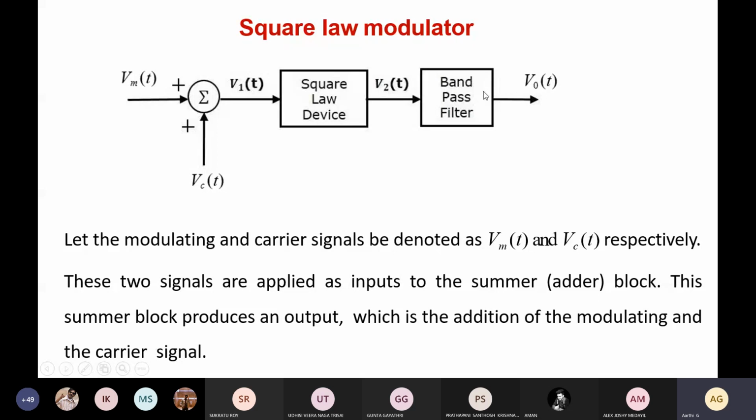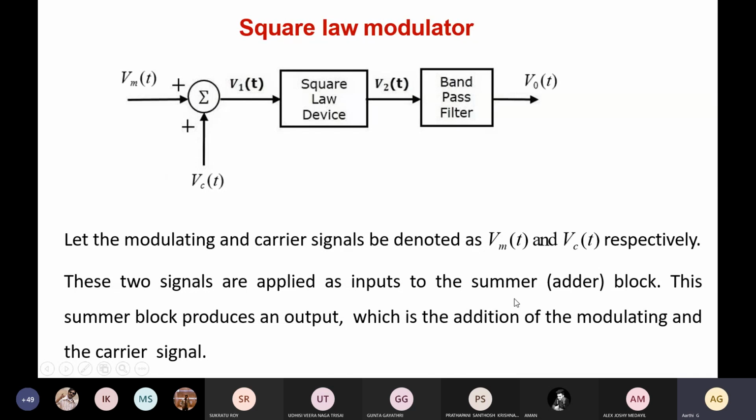So we know the sideband frequencies FC plus FM and FC minus FM, and the carrier frequency FC. Our signal should lie within that frequency spectrum. So this bandpass filter is tuned to work within that range. And V0 of t will be the final output, which is our generated AM signal.